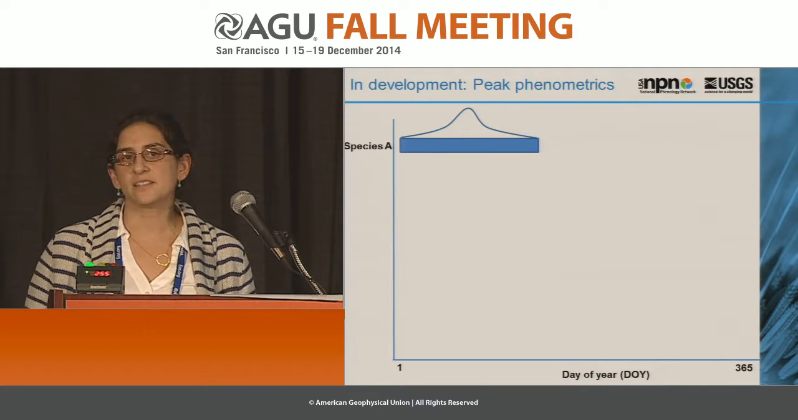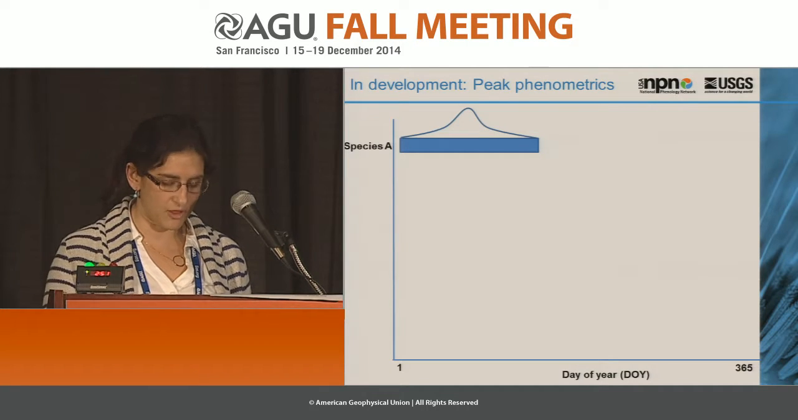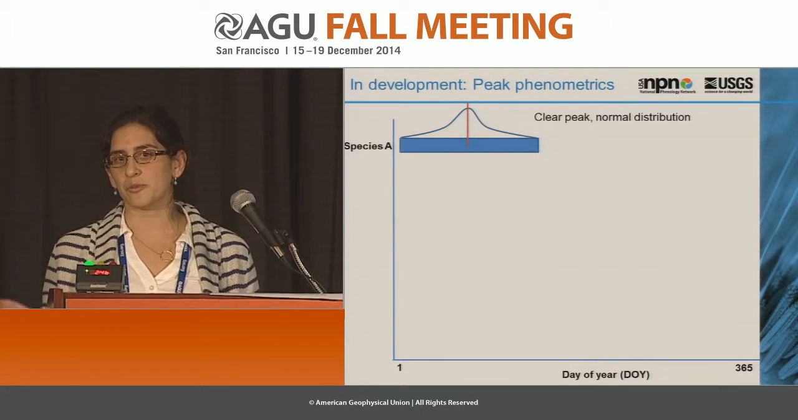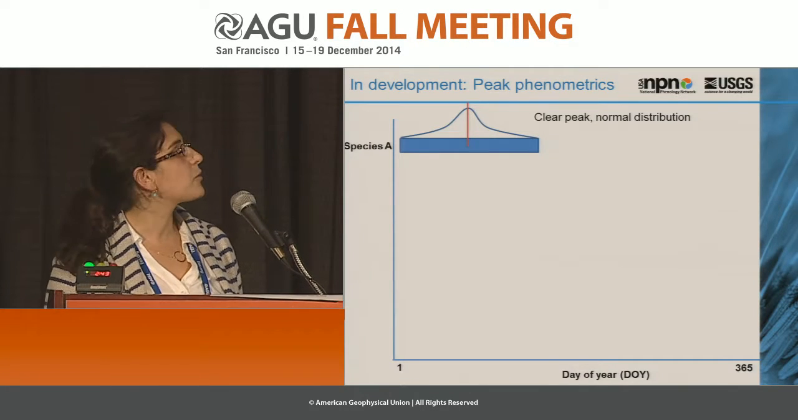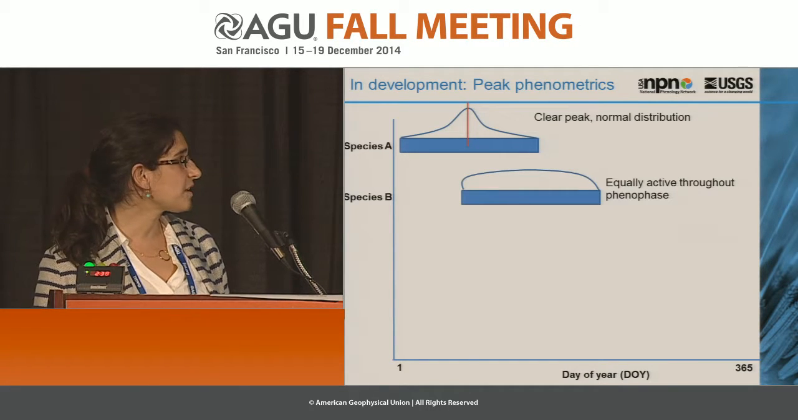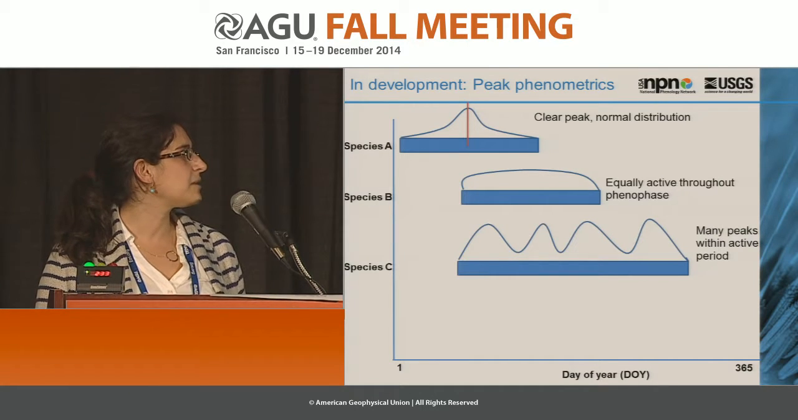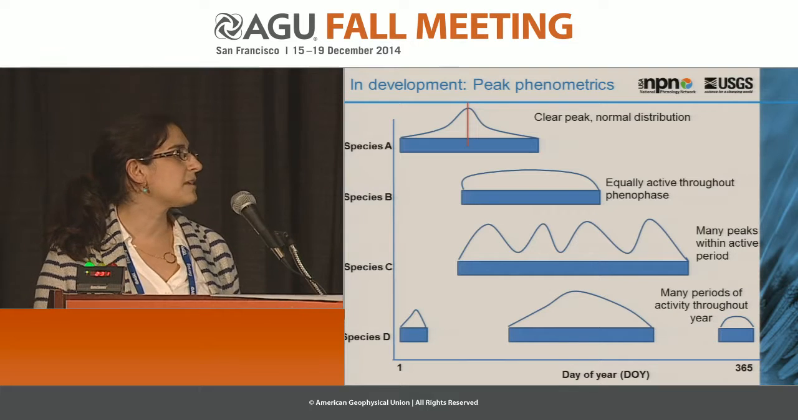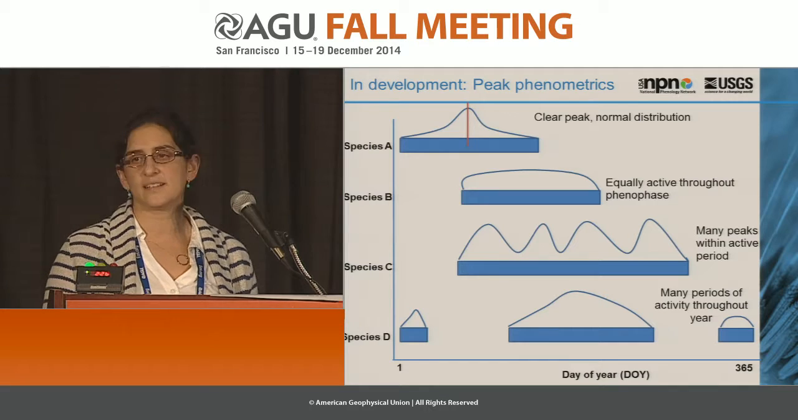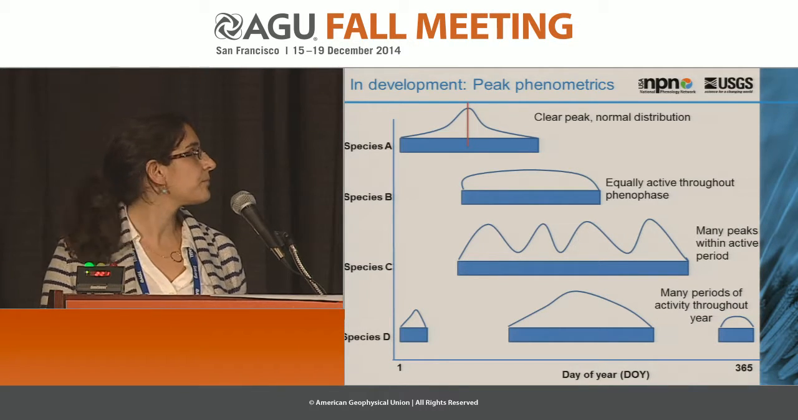We're also in the process of developing methods to output peak phenometrics along with our summarized data. In an ideal world, you'd have a clear peak with a normal distribution, but we're learning that it can be a lot more complicated depending on the species and their life history. So you can have species that are equally active throughout the phenophase, have many peaks within active periods, or many periods of activity throughout the year. So it's complex, but we are working on the methods now and hope to output this data along with the summarized data in the next year.